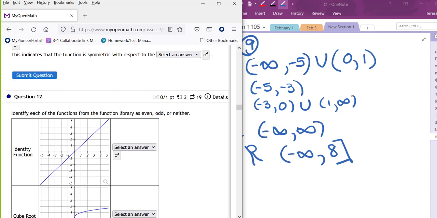Let's see, we did 12. I'll hold off on that piecewise function on 13. We'll start with that next time.